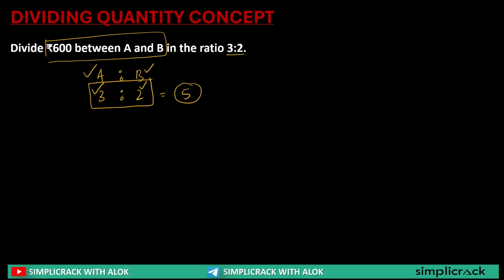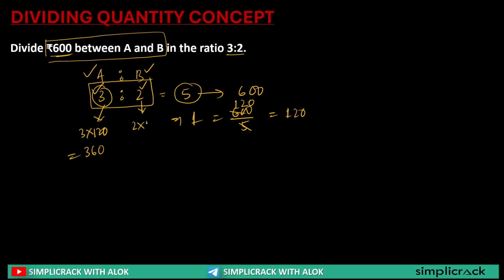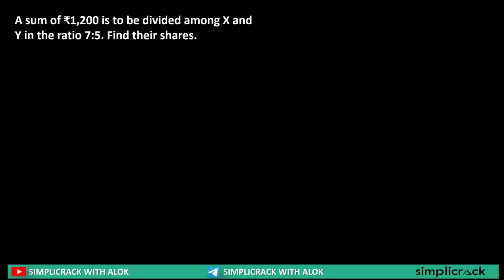Now this 5 parts is equal to what? 600, because that will be divided among them. So 5 parts is equal to 600. So one part will be 600 divided by 5. 5 ones are 5, 5 twos are 10, and it's 0. So one part is 120. Now A will get how many parts? 3 parts. So he will get 3 into 120, that is 360. B will get 2 parts, so 2 into 120, that is 240. So how much is A getting? 360. How much is B getting? 240, and A plus B is equal to 600. Clear? Yes, sir.